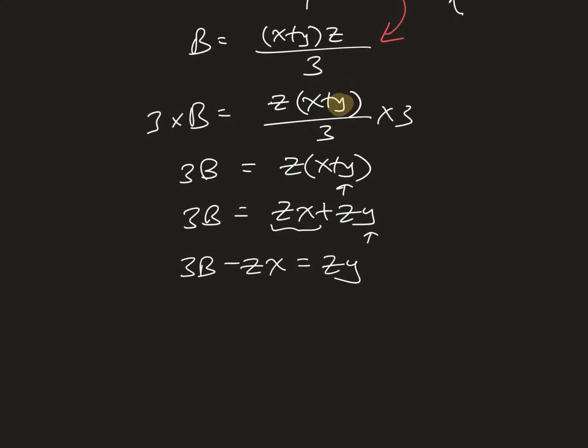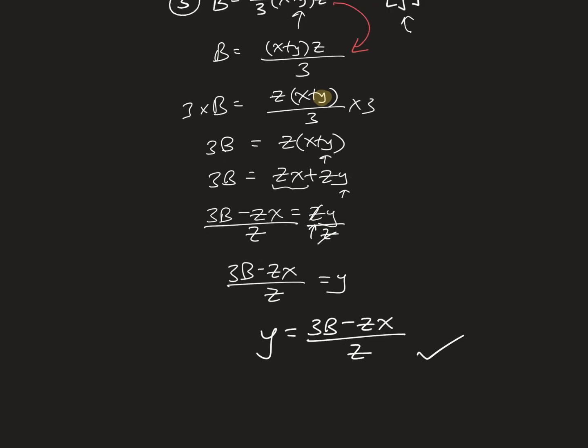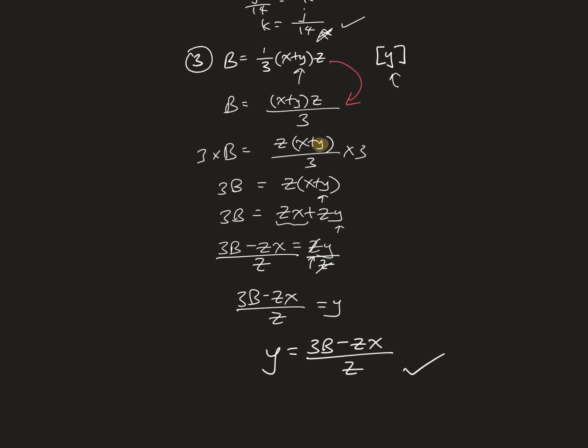Right. I think we know what to do now. We just need to get rid of this z, so let's divide both sides by z. 3b minus zx over z equals y. Okay, so they cancel. And let's flip it around. You notice I don't really care if y is on the right-hand side or the left-hand side. As long as it's on one side, in the end, I can always easily flip it around. And we're done. Does it have y on the right-hand side? No. Very good. And there you go. That is part 1.